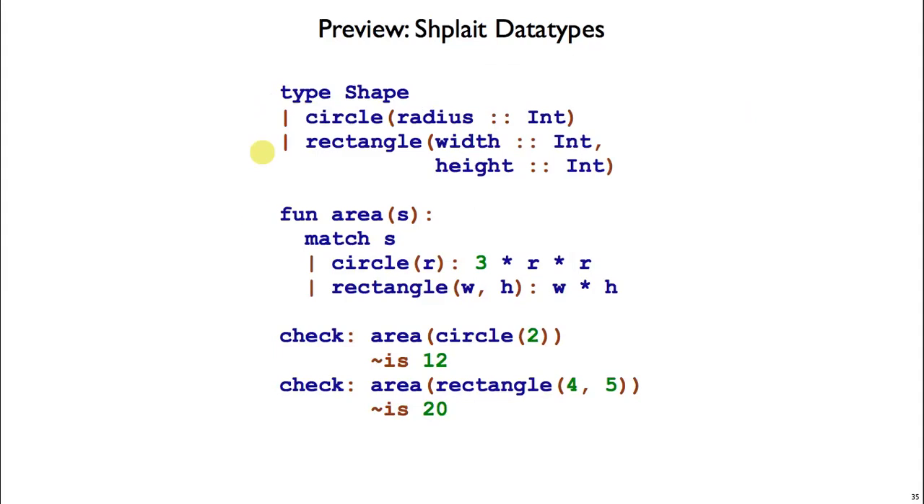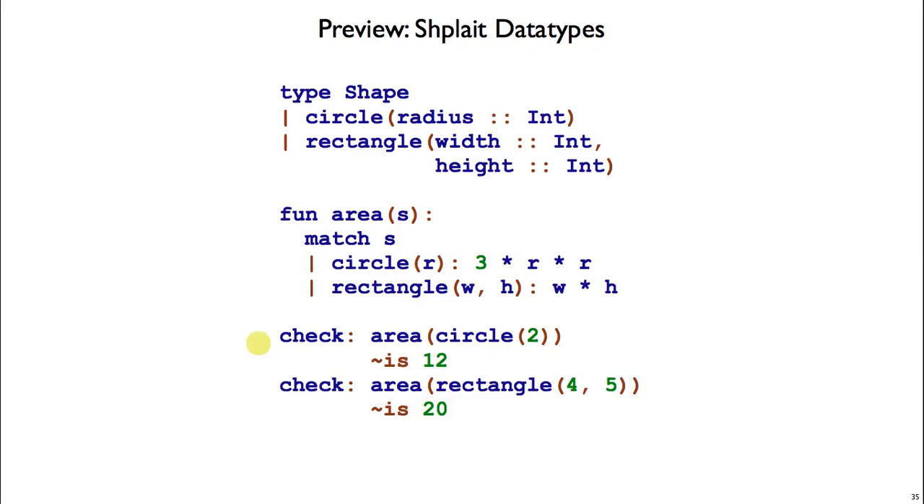The function area processes shapes, so it does a match to see what kind of input it's dealing with. If it's a circle, then we compute the area this way, and if it's a rectangle, we compute the area that way. You'll notice that pi is 3 for us in Shplait. That's because the only numbers are integer numbers in Shplait. There are no floating point numbers.